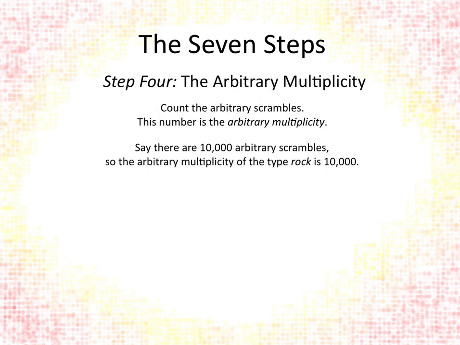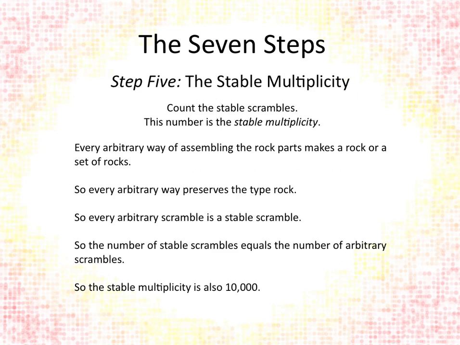Step 4, find the arbitrary multiplicity. That's the number of the arbitrary scrambles. Let's just say there are 10,000 arbitrary scrambles, so the arbitrary multiplicity of the type rock is 10,000. Step 5, the stable multiplicity. Every way of reassembling the rock parts makes a rock or a set of rocks. So every arbitrary way preserves the type rock. This means that every arbitrary scramble is a stable scramble. So the number of stable scrambles equals the number of arbitrary scrambles. So the stable multiplicity, which is the number of the stable scrambles, is also 10,000.